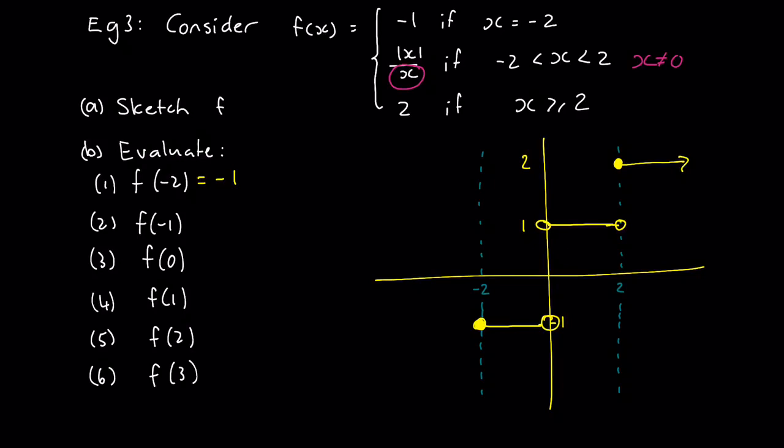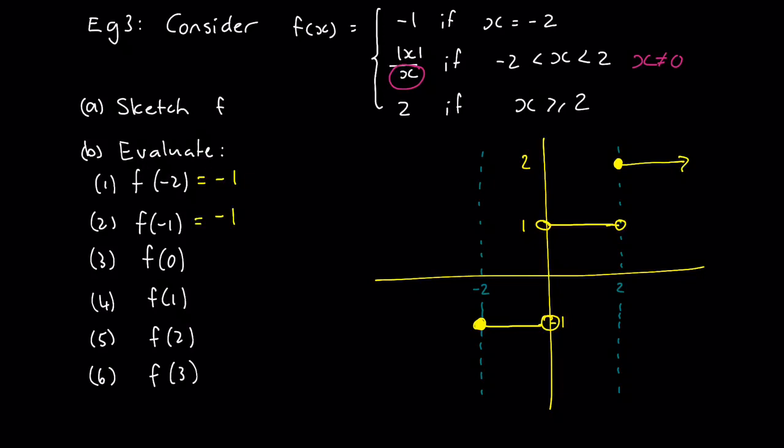Right, next one, f of -1. So x equals -1 is somewhere here. So that's on this straight line function, because we know it's between -2 and 0. Therefore, it has to lie on this straight line, which is defined at y equals -1. So that's also -1.